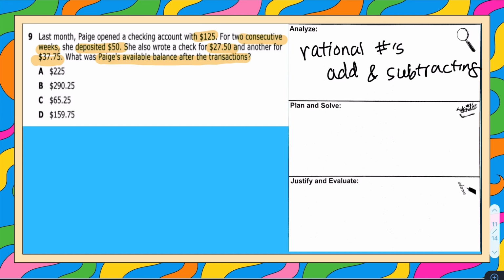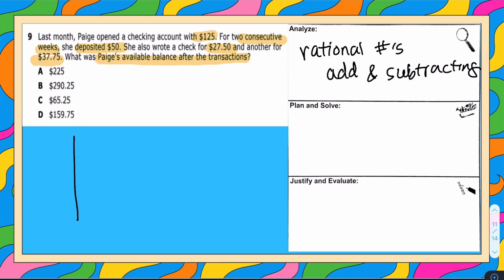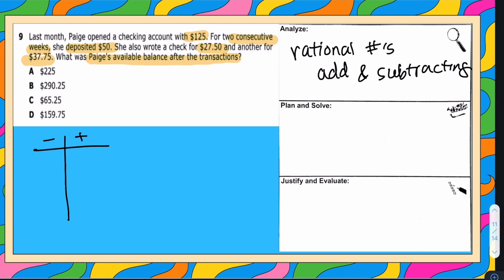So I have taught my students to make a chart whenever it's a word problem, so it can make it easier. So we know that she opened the account with 125. That's a positive value. And for 2 consecutive weeks, the positive means add money. So she added $50 for 2 weeks. So 50 each week. We have week 1, week 2. Then she says she wrote a check. When you write a check, you are losing money. So that is negative. Notice how I'm also text coding. So $27.50. And another one for $37.75.